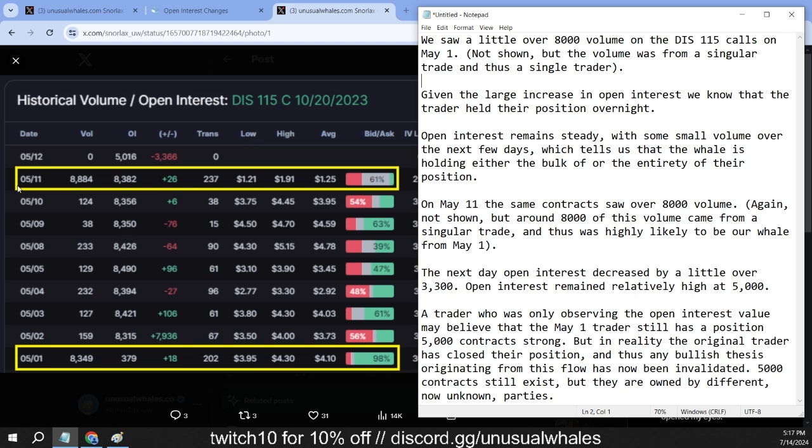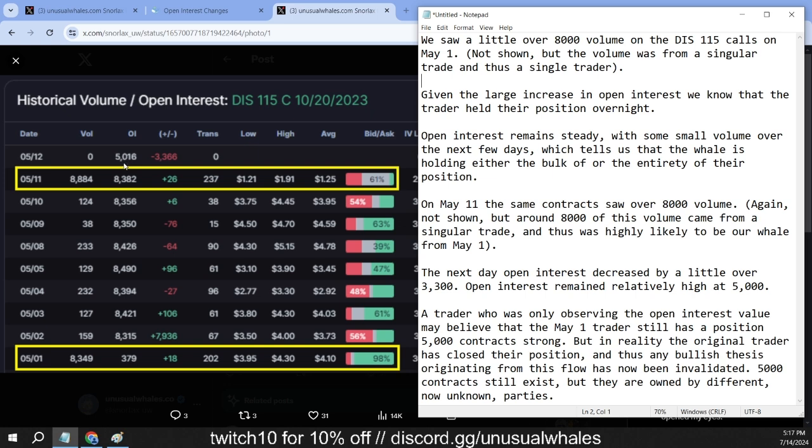On May 11th, the same contract saw over 8,000 volume. Not shown, but this was a singular trade and thus probably a single trader, and thus likely our whale from May 1st. The next day, open interest decreased by a little over 3,300. Open interest remained relatively high at 5,000.